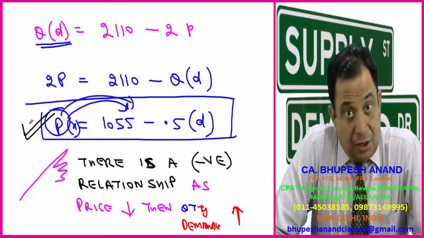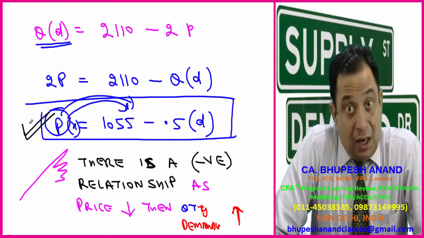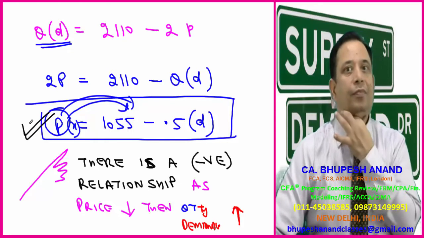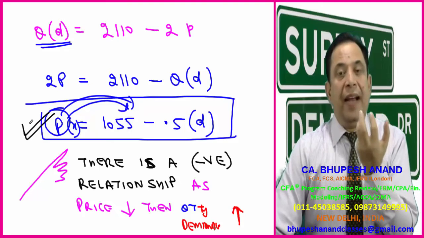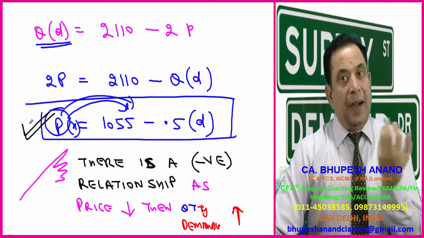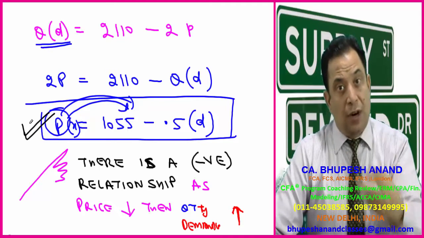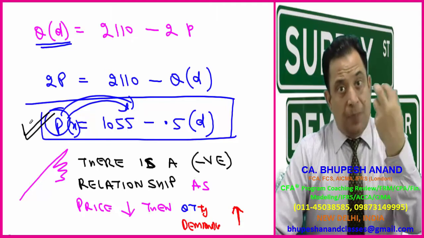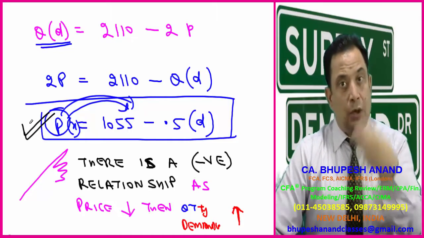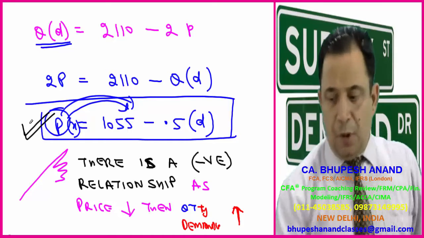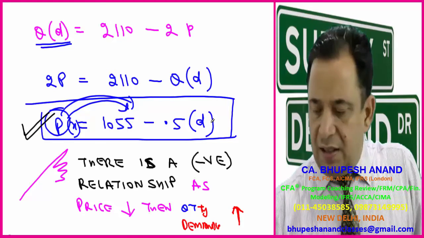So just see the price I have taken, because I have to prepare it in a curve. That's why I am taking the inverse of the demand function. I am making the independent variable dependent and the dependent variable independent, because I am taking the inverse of the demand function. So the price of commodity X will be equal to 1,055 minus 0.5 times the demand of X.